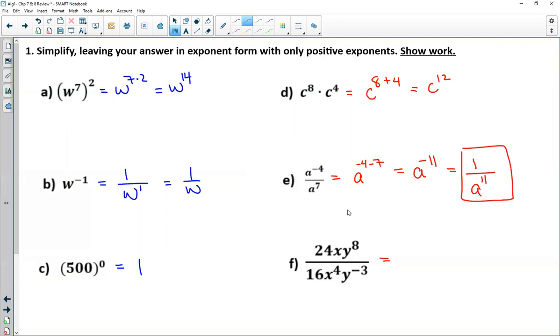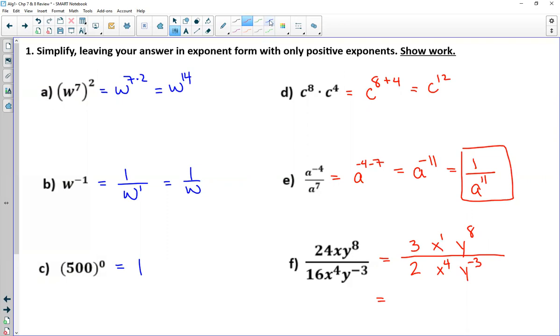Now the next one, please take things one step at a time. Okay, so let's look at our whole numbers. We have 24 and we have 16. We can see that both of these can be reduced by 8. 24 divided by 8 will be 3. 16 divided by 8 will be 2. We're then going to have x, y to the 8th, and we'll have x to the 4th, y to the negative 3rd. So moving on here, anytime that we have an x without a power, let's go ahead and just give it a nice looking 1.